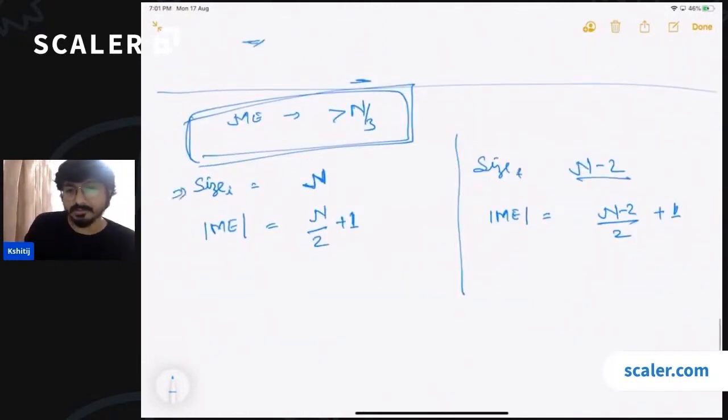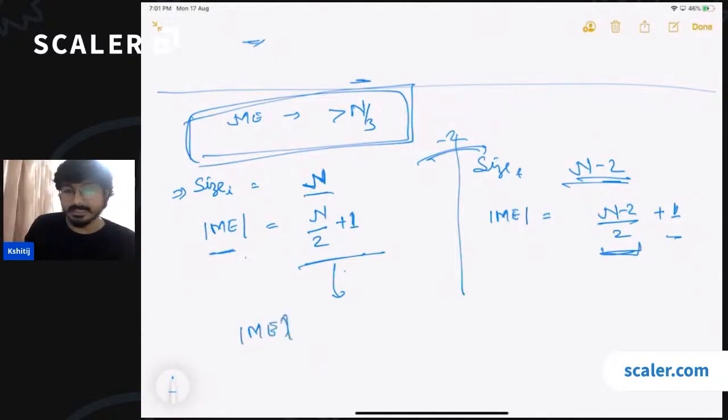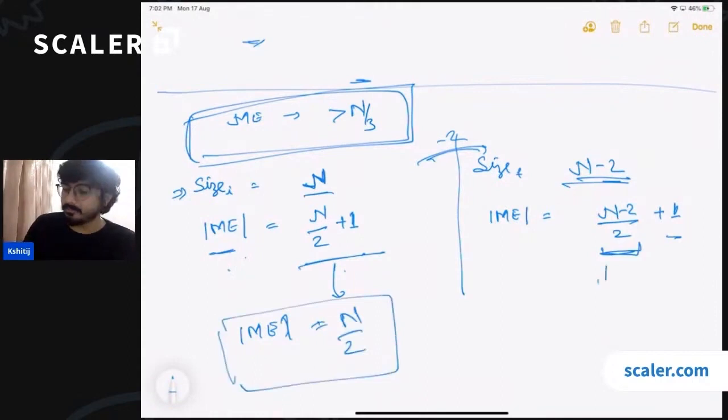So the initial size of your array was n. After removing 2 elements, the size becomes n minus 2. Initial count of the majority element was greater than n by 2. So the minimum count would have been n by 2 plus 1. Now the count is size by 2 plus 1, right? And if you have removed 2 elements, only one of them can be the majority element, right? So what would be the new count of this element? The new count of this element is going to be the initial count minus 1. This is going to be n by 2. And if you solve this, this is also going to be n by 2.